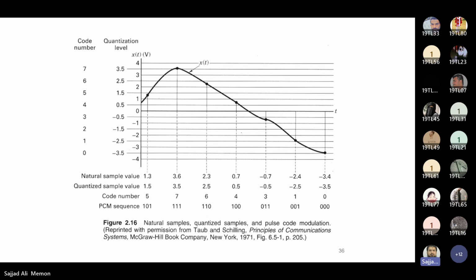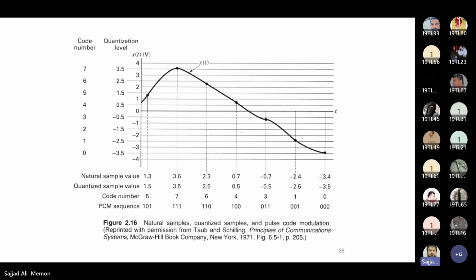So the rest of the samples are also chosen at different values. You can see the actual value is 3.6, but it is transmitted at 3.5; 2.3 to 2.5; 0.7 to 0.5; minus 0.7 to minus 0.5; minus 2.4 to minus 2.5; and minus 3.4 to minus 3.5. And we have numbered them. The first sample is numbered as code 5. The second one is 7, then 6, 4, 3, 1, 0.